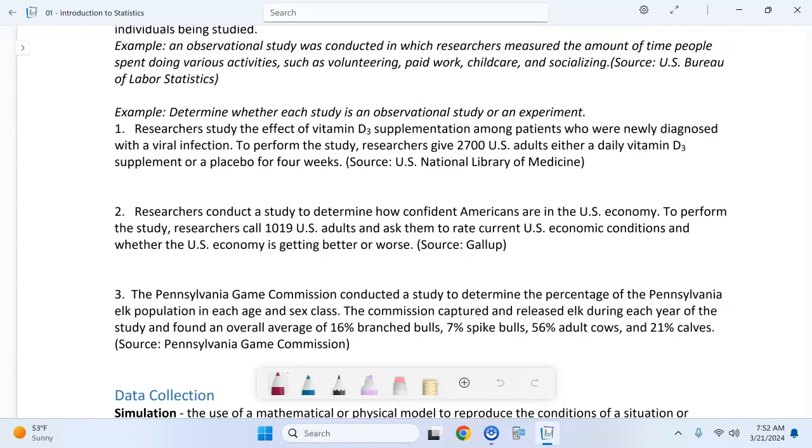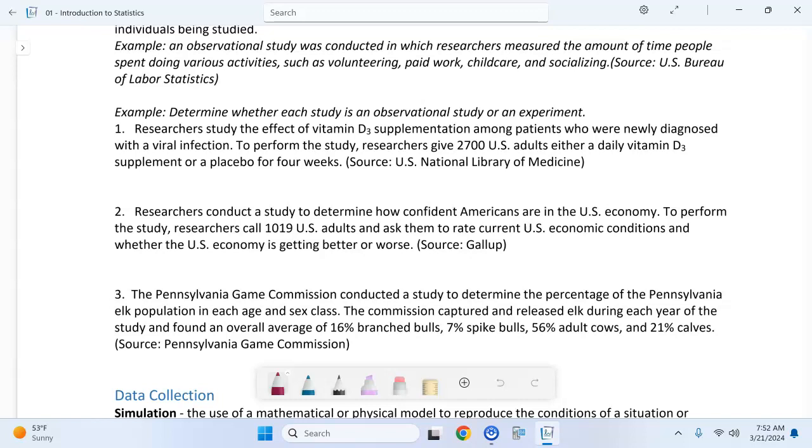So, for example, one researcher studied the effect of vitamin D3 supplementation among patients who were newly diagnosed with a viral infection. To perform the study, researchers gave 2,700 U.S. adults either a daily vitamin D3 supplement or a placebo for 4 weeks. Is that going to be an observational study or an experiment, and why?